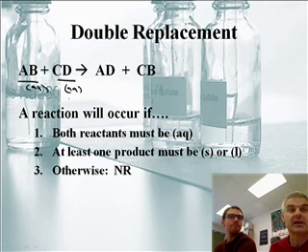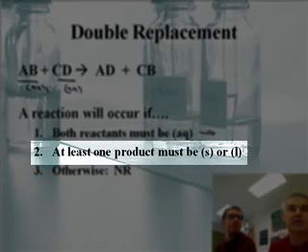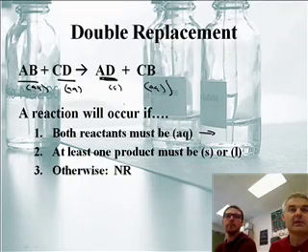So we're trying to decide, and you have to meet all of these criteria. Number two, at least one product must be S or L. So if this product is S and this is AQ, you're good, it works. If they're both AQ, it doesn't work.